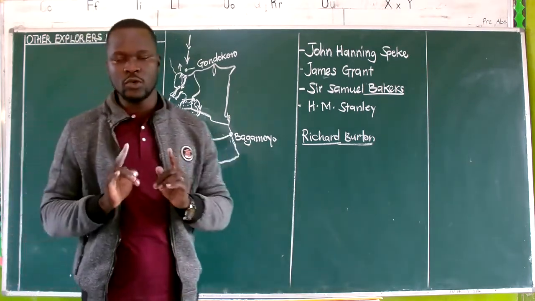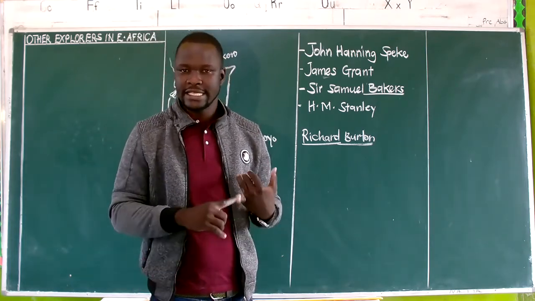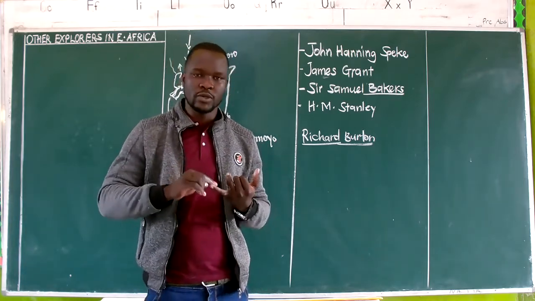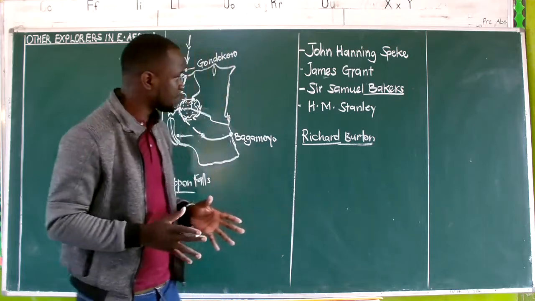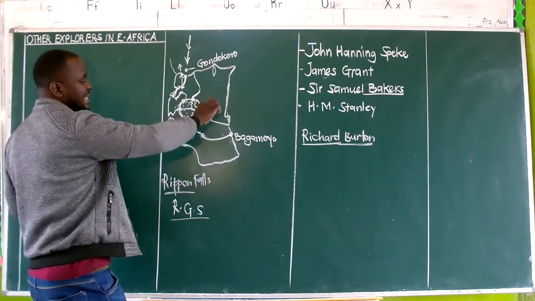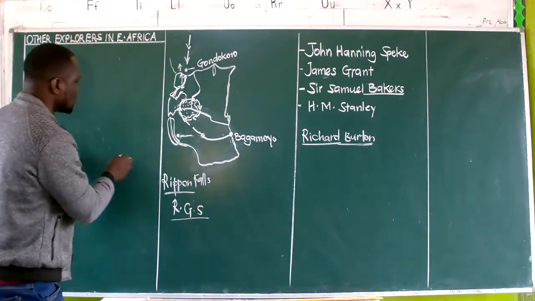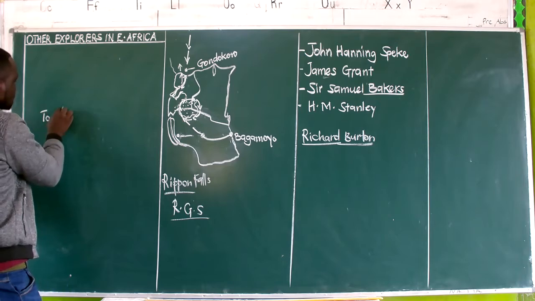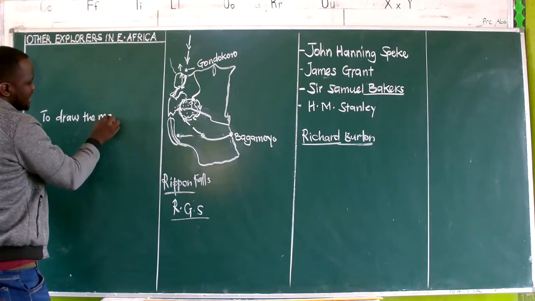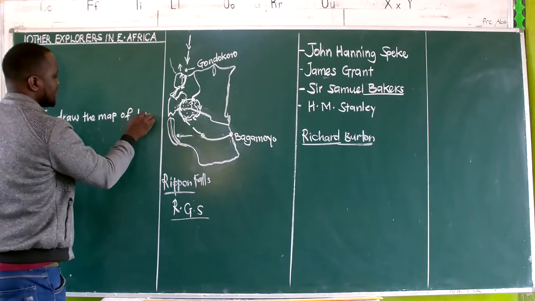Therefore, we are going to have two questions here. The first question is, why was Henry Morton Stanley sent to Uganda? And we have said that was in 1874. The reason was to prove the findings of John Speke. Then another question is, why did he have to circumnavigate? Why did he sail around Lake Victoria? Now, he sailed around Lake Victoria to draw its map, to draw the map of Lake Victoria. That is why he circumnavigated, to draw the map of Lake Victoria.